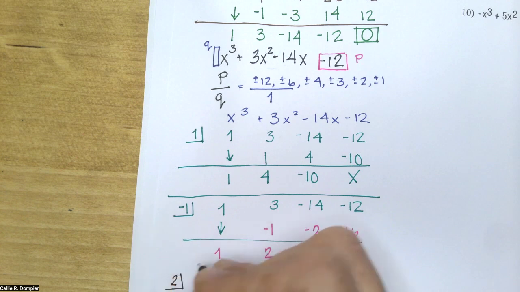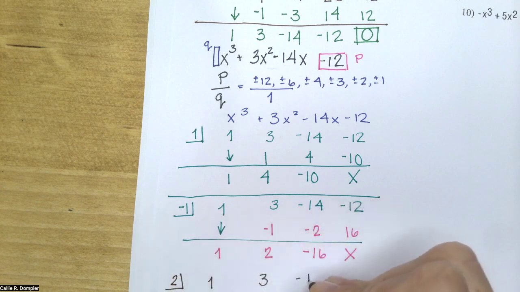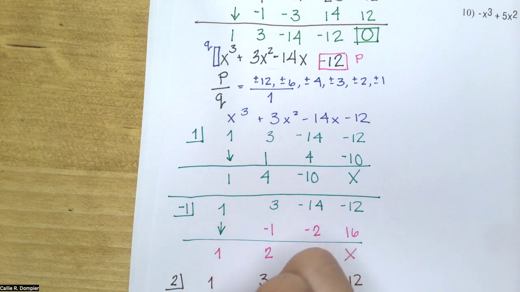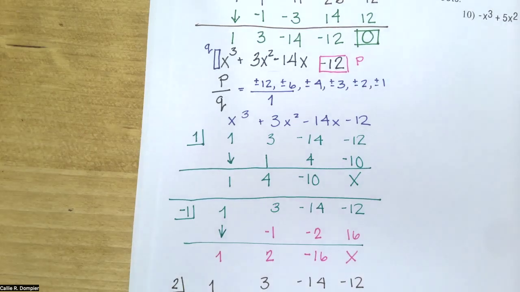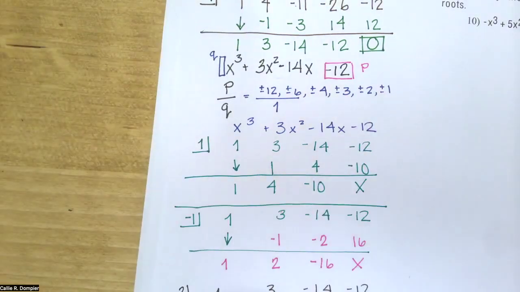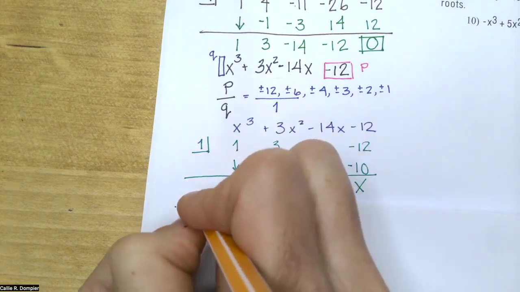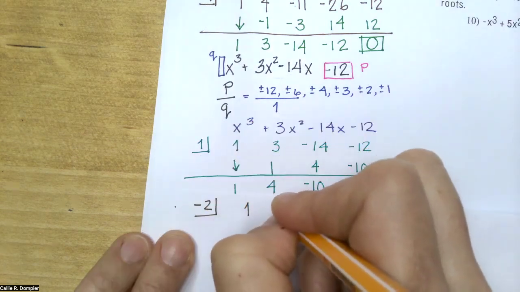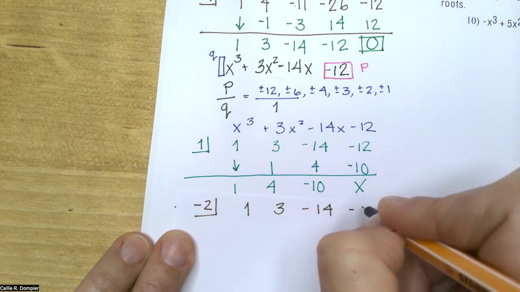So we've got 2, same numbers, 1, 3, -14, -12. 1 comes straight down. 1 times 2 is 2. 3 and 2 is 5. 5 times 2 is 10. -14 plus 10 is -4. -4 and 2 is -8. So that's not it. Oh, sorry, you couldn't even see that. All right, I'm going to recopy it. So it wasn't 2. I'm going to go to -2, 1, 3, -14, -12.